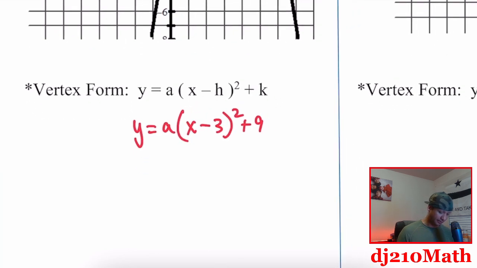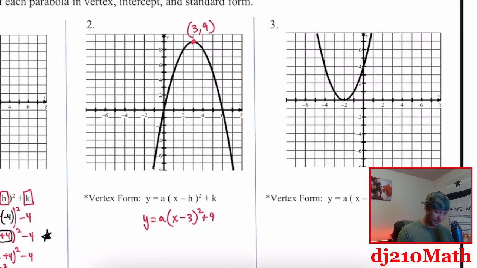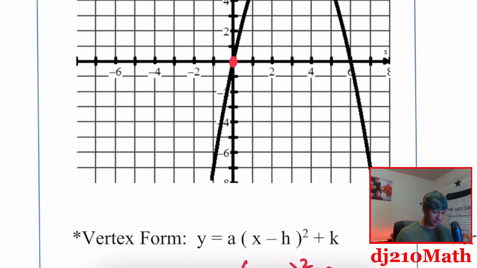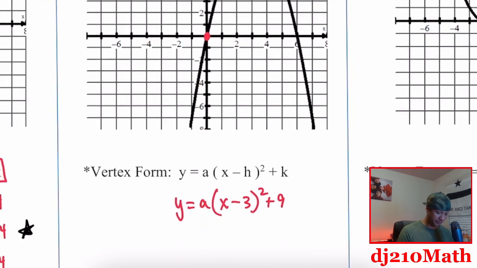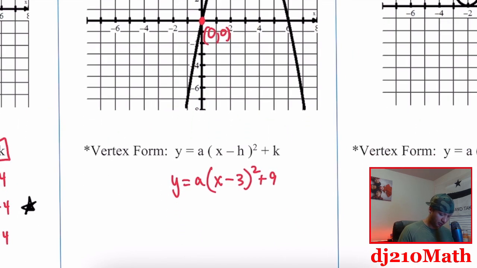Okay, now that we have our form, we just got to figure out what a is. We're going to plug in a once we figure it out. So we need to pick a point that is not the vertex. So any other point. I think this is the best point, right? (0, 0) is probably the best point if you could use it. So x is 0, y is 0.